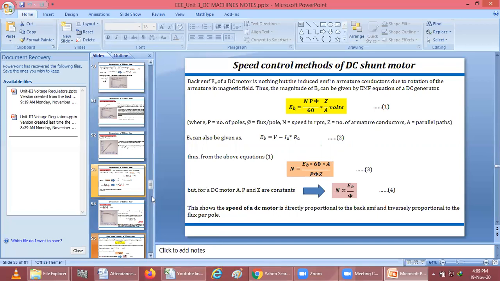Here we have finished the characteristics of the DC shunt motor.